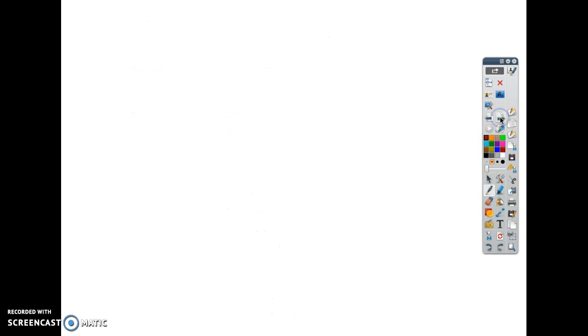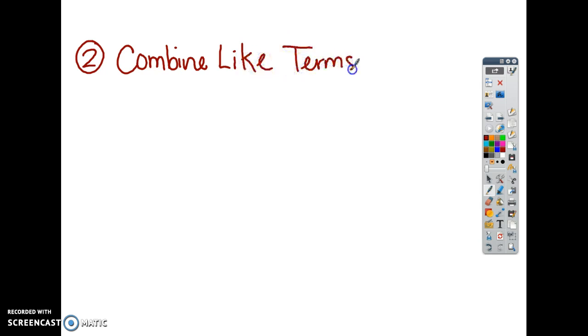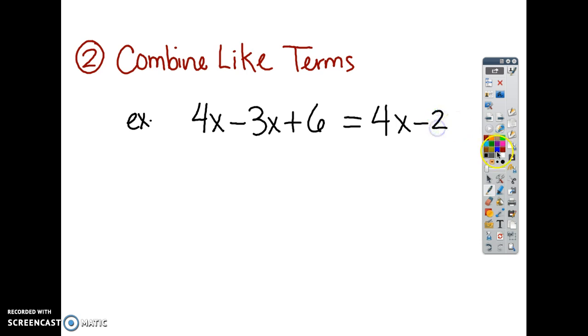Step 2 is to combine like terms. That means things that look alike, and they have to be on the same side. For example, we have 4x - 3x + 6 = 4x - 2. Okay, on the left side, you have these two that you can combine because they both have an x. The 6 doesn't have an x, so it stays by itself.